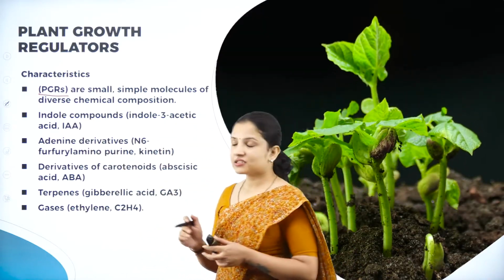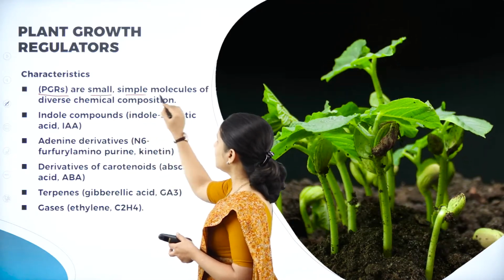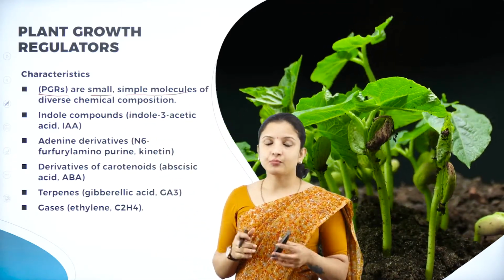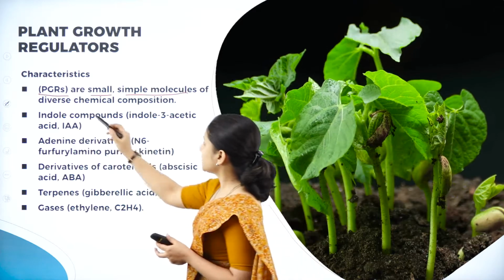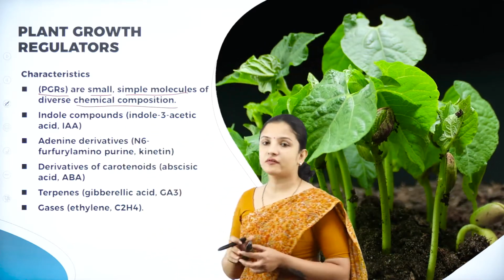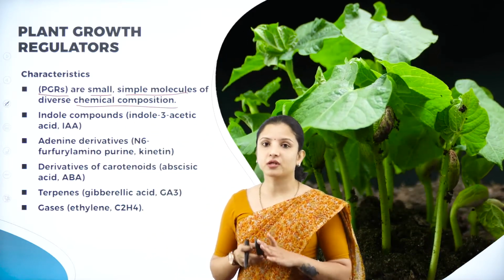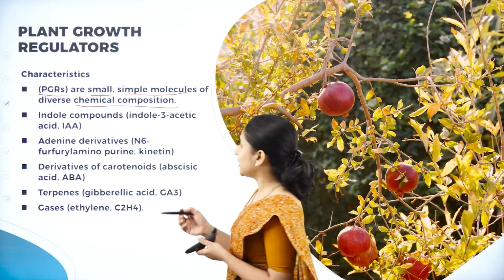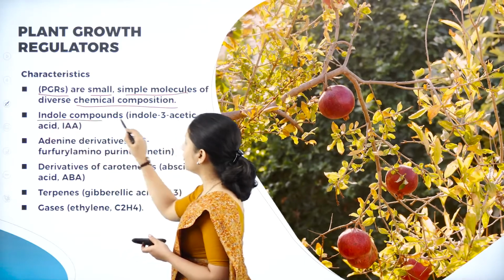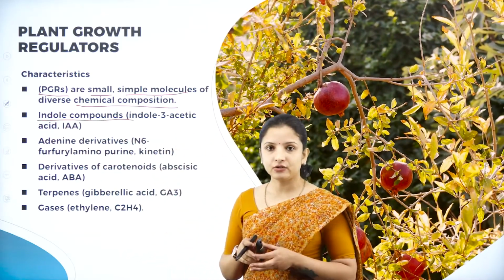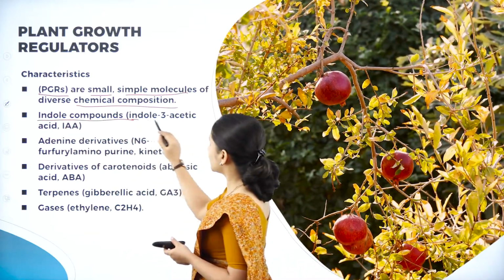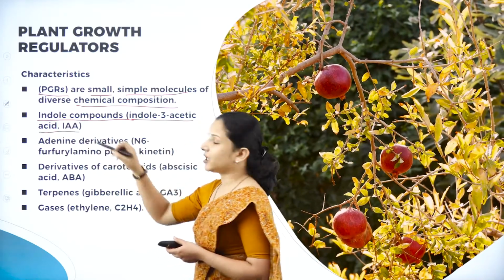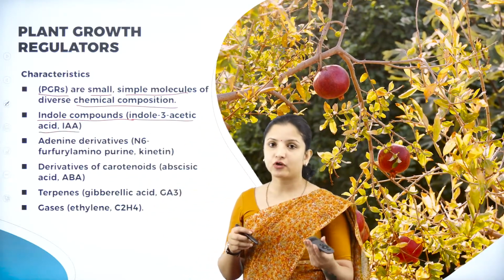They are very small, simple molecules which are made up of different types of chemical composition. Say for example, there are different types of growth regulators such as the indole compounds. So auxins are indole compounds. We have indole 3 acetic acid, that is IAA, which is the best example for an auxin.